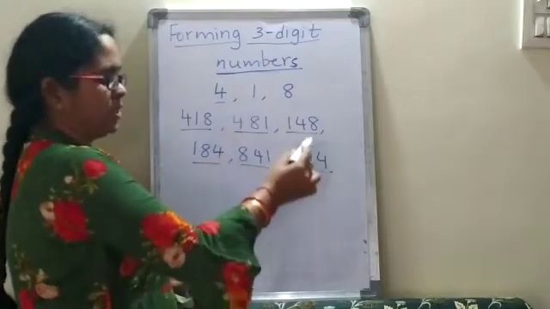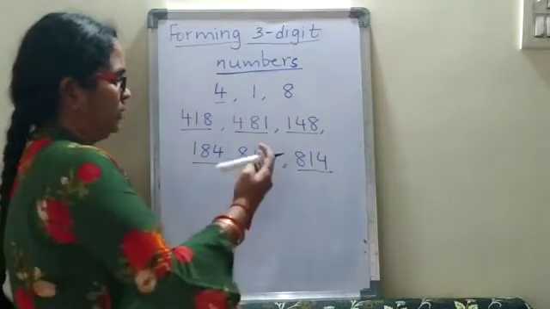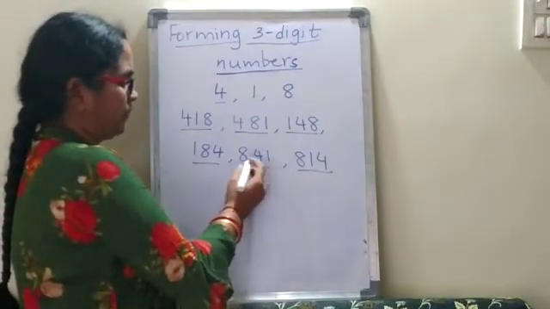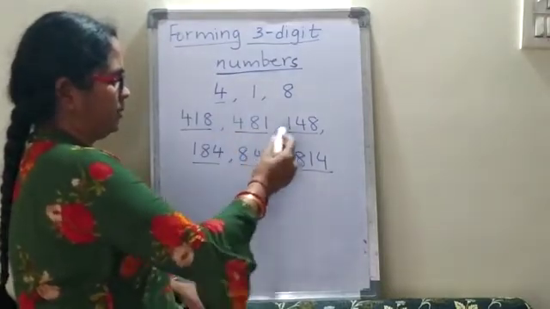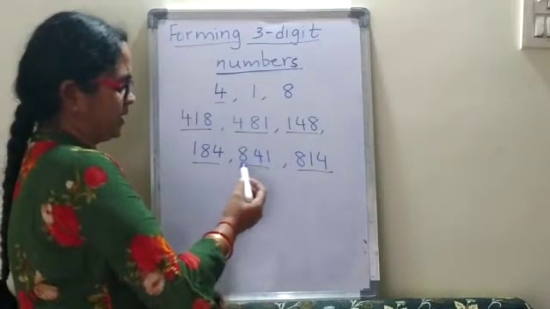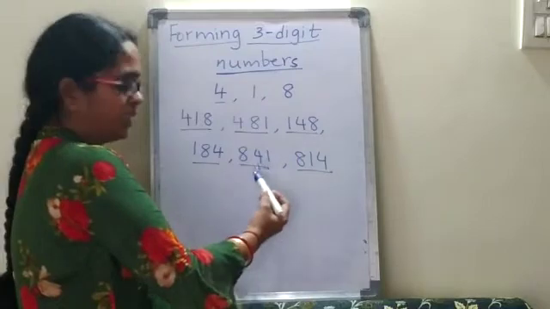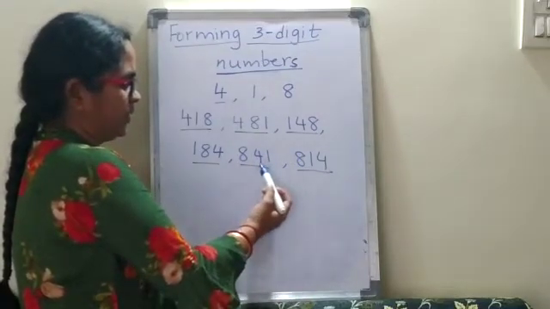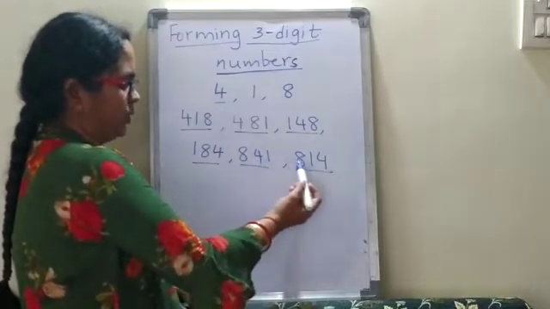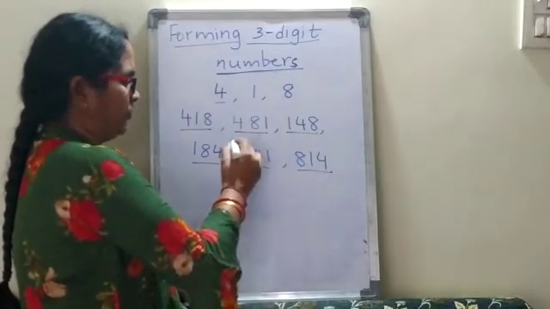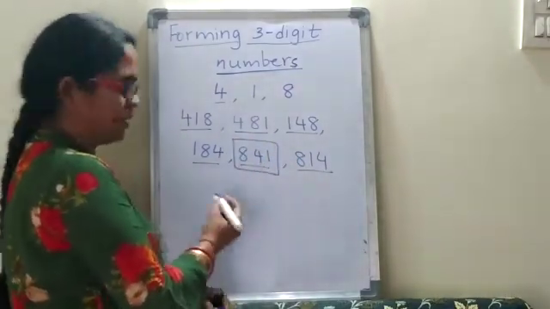Now in these 6 3-digit numbers, if you want to find the biggest number, you have to compare and see which is the biggest. Starting with the hundreds place, 8. So here you have 8 in the hundreds place in these two numbers, and because these two are the same, the tens place number, that is the 4 here and 1 here, you have to compare these two. So in both, 841 is the biggest number. So among all these, 841 is the biggest number.